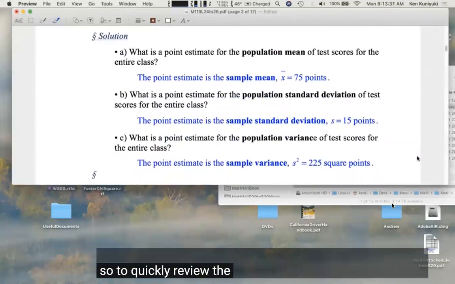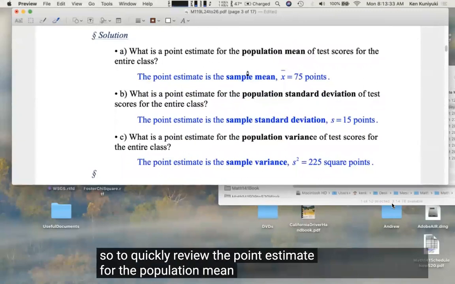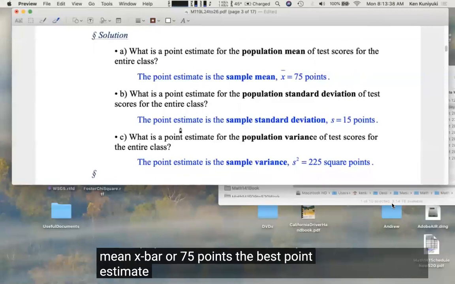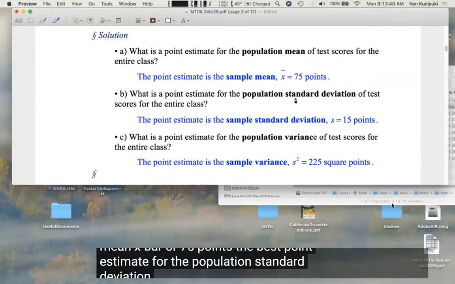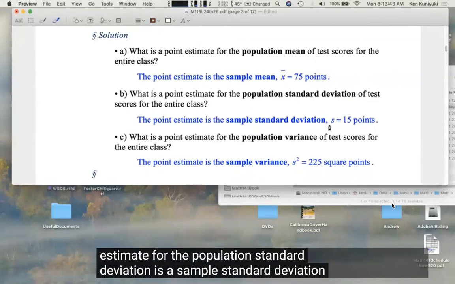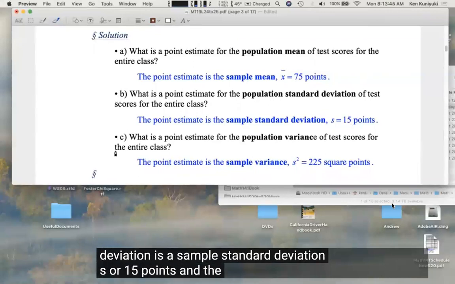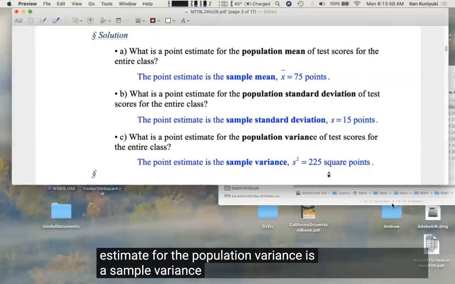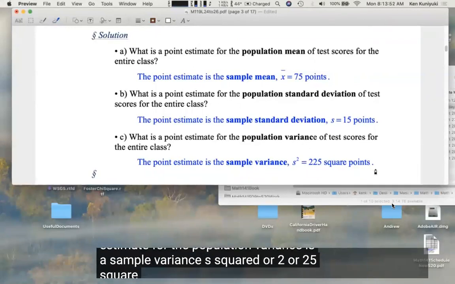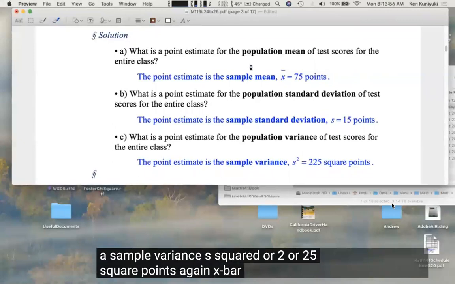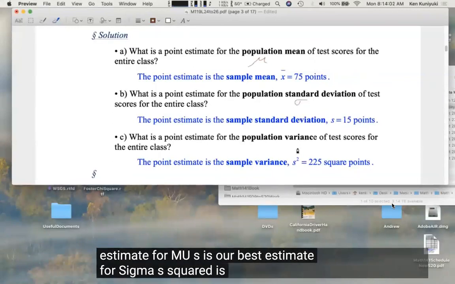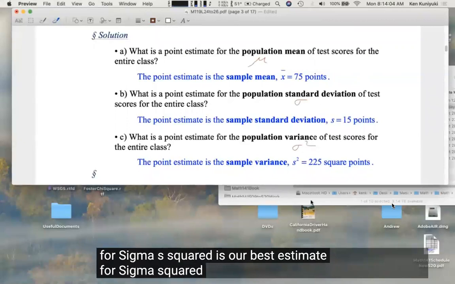So to quickly review, the point estimate for the population mean is the sample mean, X bar, or 75 points. The best point estimate for the population standard deviation is the sample standard deviation, S, or 15 points. And the best point estimate for the population variance is the sample variance, S squared, or 225 square points. Again, X bar is our best estimate for mu, S is our best estimate for sigma, S squared is our best estimate for sigma squared.